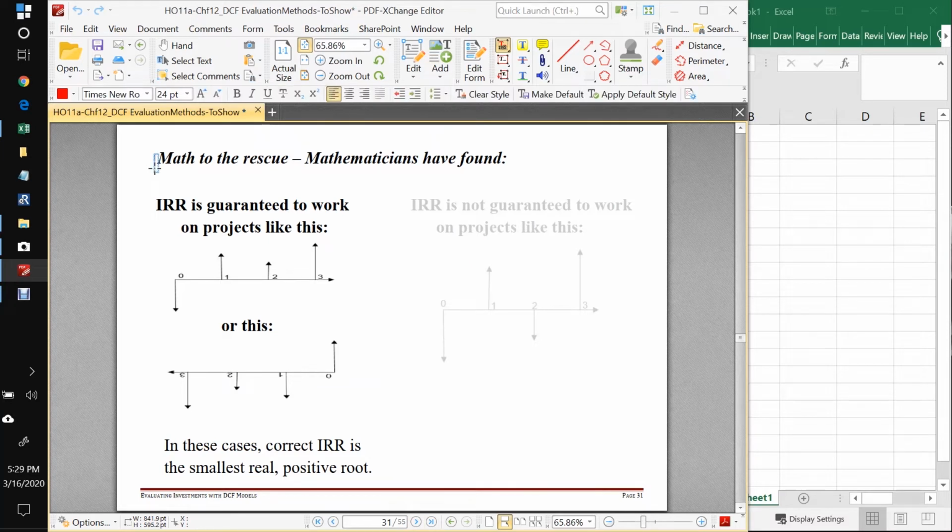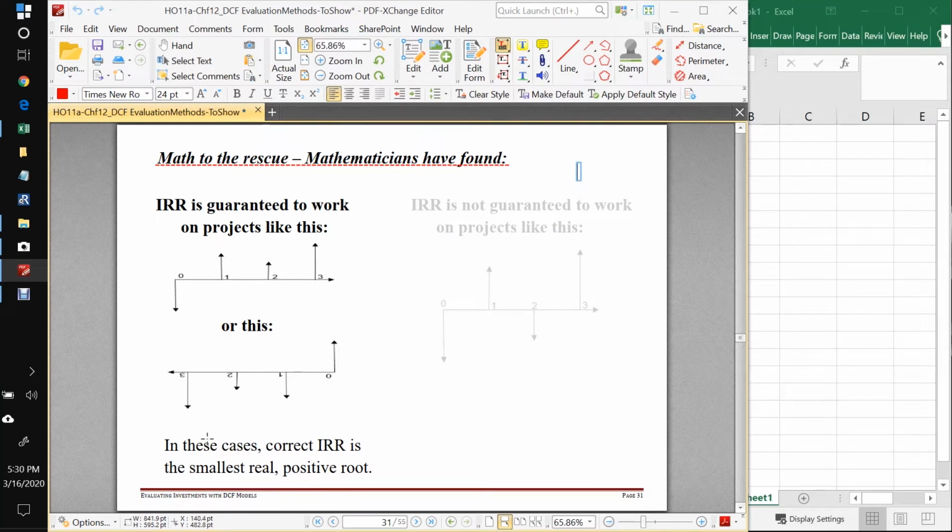But there's good news. We have math to the rescue, okay? Mathematicians have found in certain circumstances we can use the IRR. If we have projects like this where we have one negative cash flow and all the rest of the cash flows are positive, or if we have all negative cash flows and at the very end we get one positive cash flow, or the 2 other possibilities, which would be one negative cash flow here, one positive cash flow here, negative cash flow, negative cash flow, negative cash flow. Similarly here, if these 3 were positive and we had one negative, so we have a total of 4 possibilities that look like these.